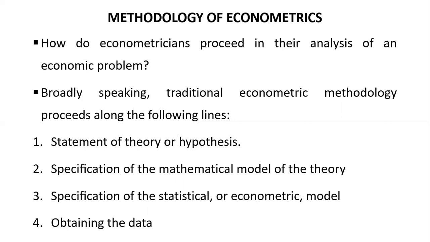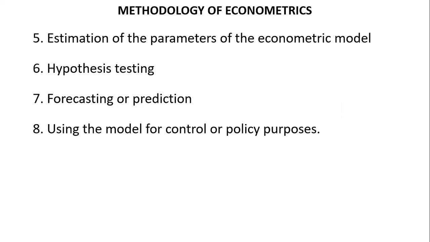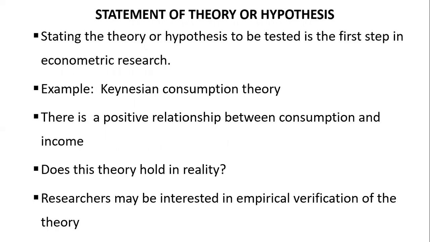Step 4 is to obtain the data. Step 5, estimation of the parameters of the econometric model. Step 6, hypothesis testing. Step 7, forecasting, or what is called prediction. Step 8, which is the final step, using the model for control or policy purposes. So we are going to take each of these steps one after the other.